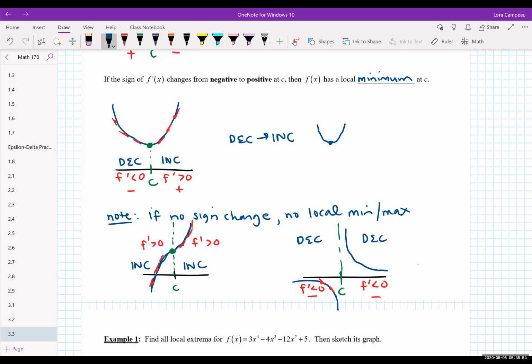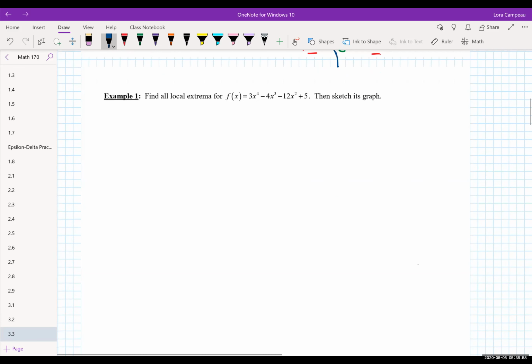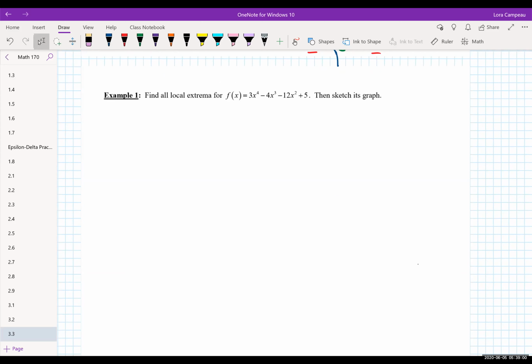So let's put this into play with a more exciting example. We're going to try to find all local extrema for the polynomial f of x equals 3x to the 4th minus 4x cubed minus 12x squared plus 5. And then from that, they just want us to sketch the graph. And I know we've analyzed polynomials in pre-calculus class, but this gives us a much nicer way to interpret where we're having our highs and lows.